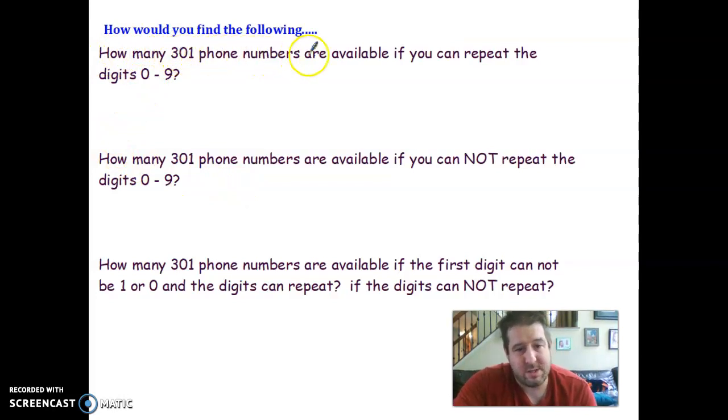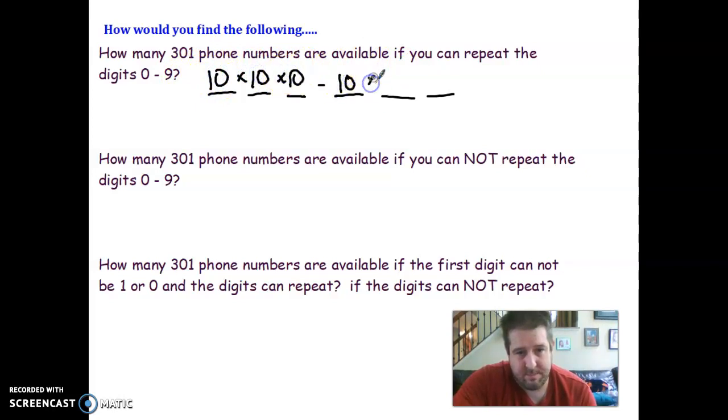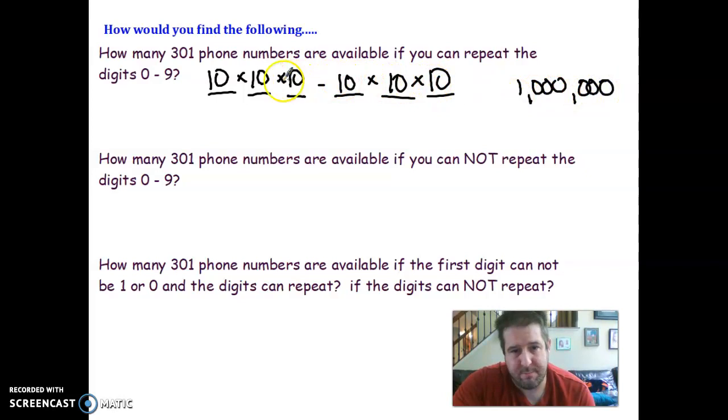How many 301 numbers are available if you can repeat the digits 0 through 9? Okay, so 301 and then blank blank blank dash blank blank blank. It says that you can repeat the digits, so there are 10 different numbers as we talked about before. So you're just going to multiply by 10s all the way across. 10, 100, 1,000, 10,000, 100,000, 1 million. Or you could just say 6 zeros: 1, 2, 3, 4, 5, 6.